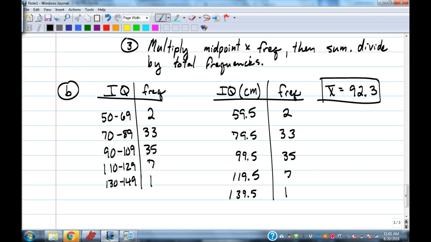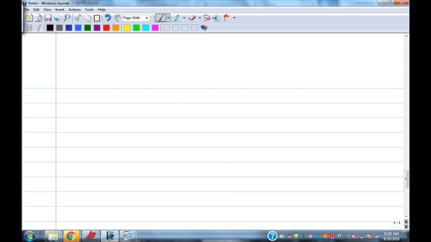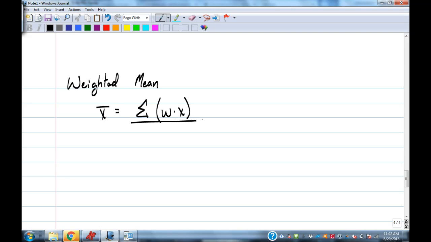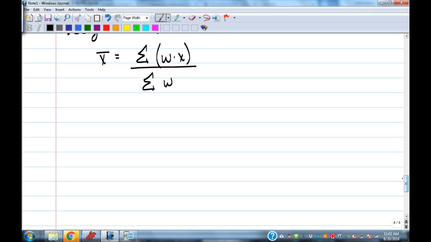All right. Let's look at one more thing in this section, and that is a weighted mean. All y'all should be familiar with weighted means because all of your grades are figured on a weighted mean. The notation for a weighted mean is the summation of the weight times x divided by the summation of the weights. A great example of this is GPA. I figured your 4.0 scale GPA.